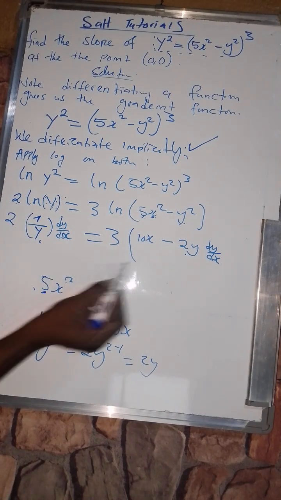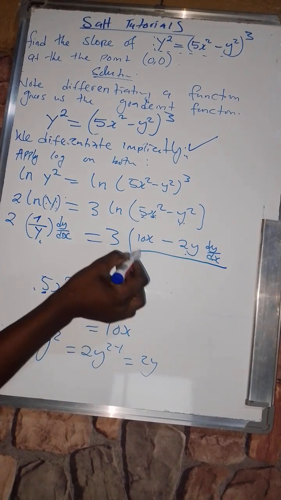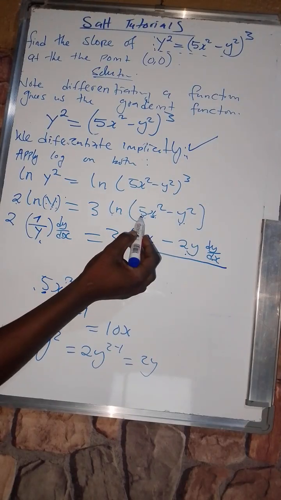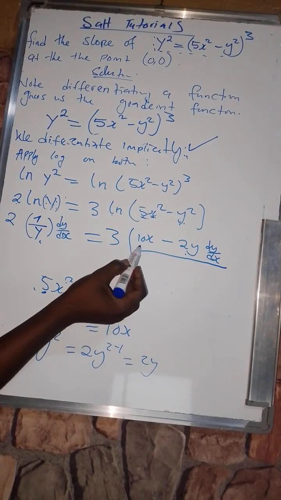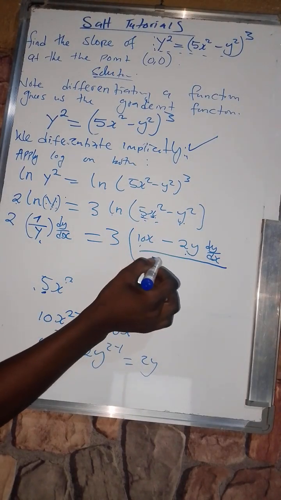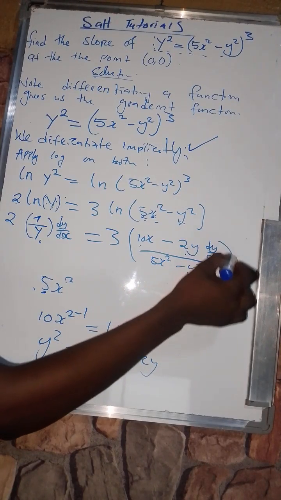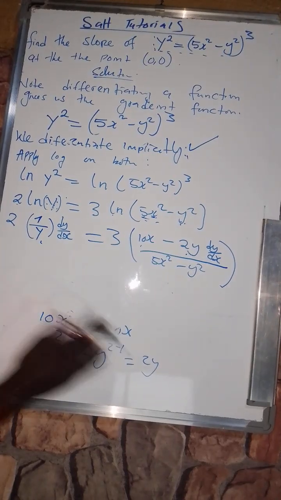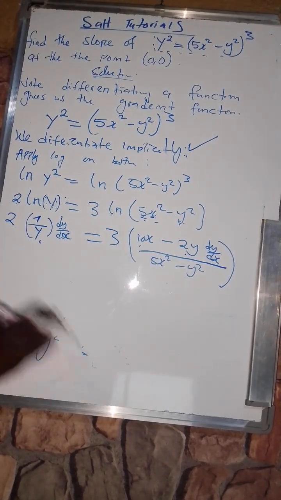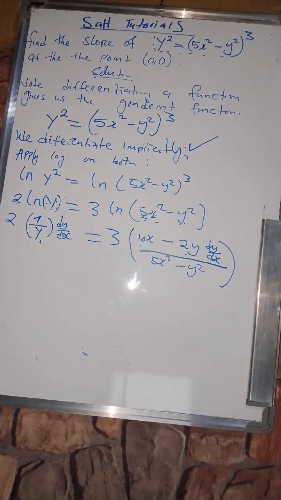Over, how do we differentiate natural logs? We differentiate the inside, that's your numerator, over the actual inside, 5x squared minus y squared. This is what I'm going to have there. We are okay? And then, after doing so, my aim now is to make dy/dx the subject. That's my aim. So, what can I do?